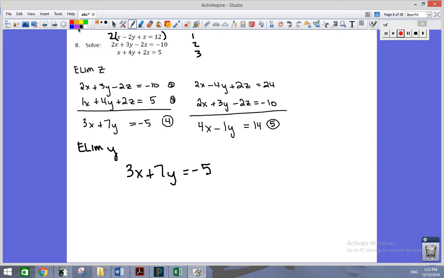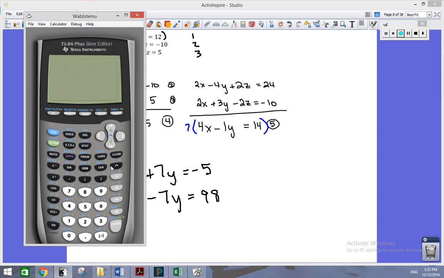But here in this equation 5, I need that negative 1y to be a negative 7y. I'm going to multiply everybody by 7. So 7 times 4 is 28. Then my minus 7y. And 7 times 14, I think, is 98. Let's check that. Is 7 times 14, 98? And it is.